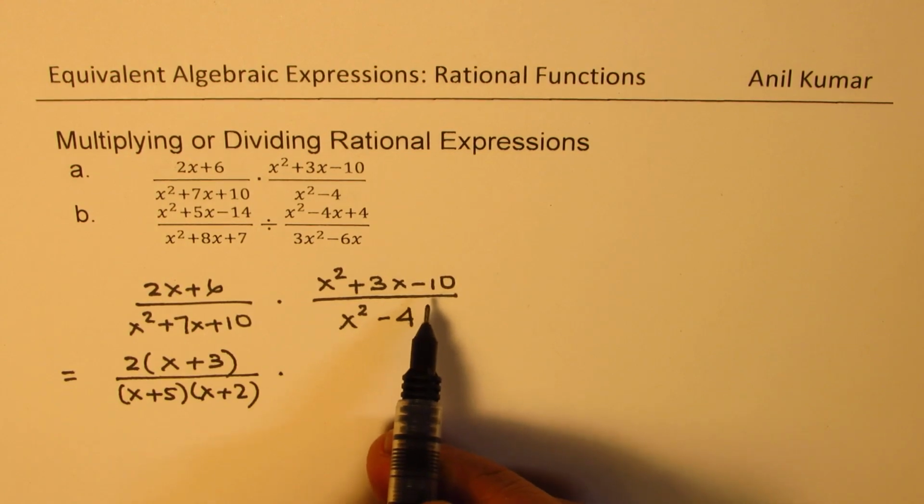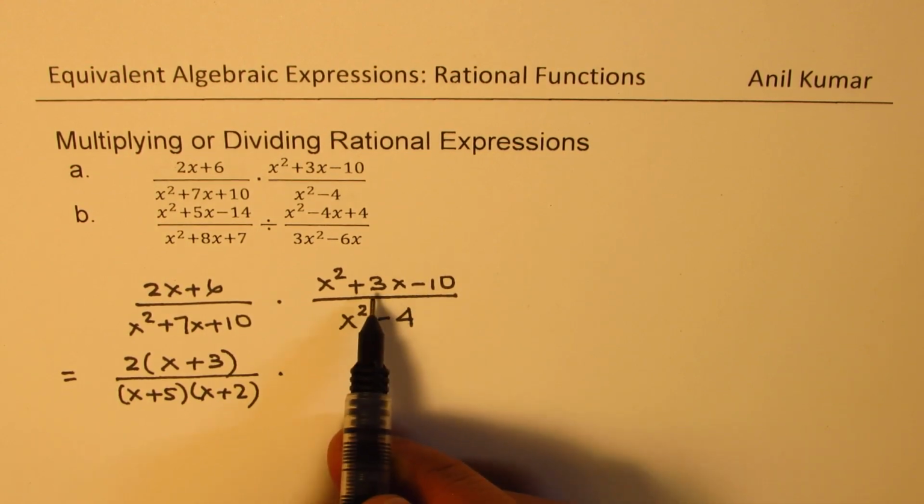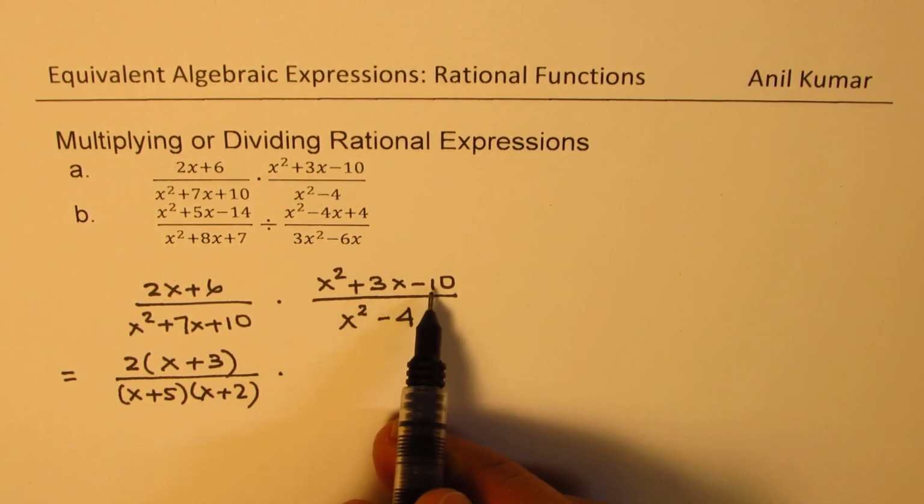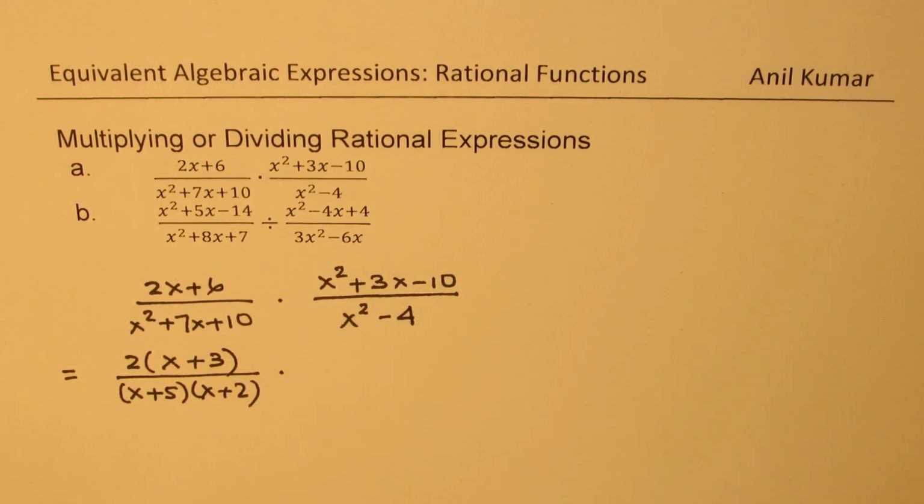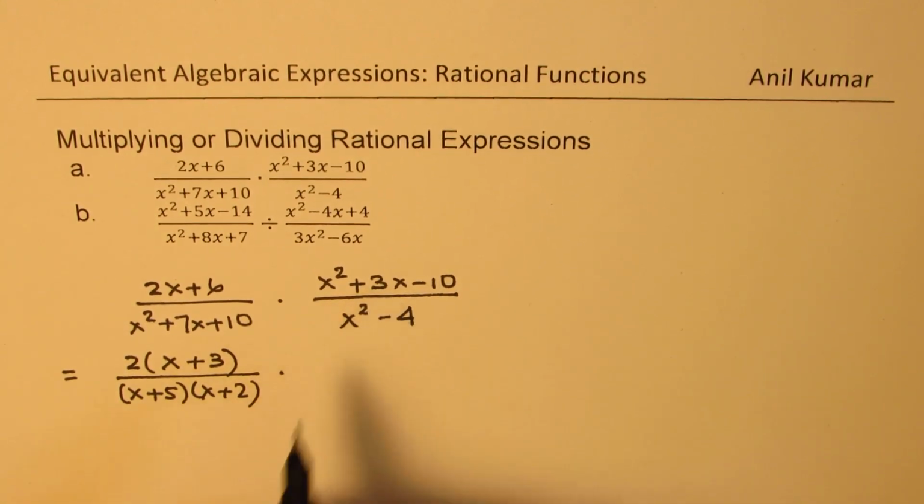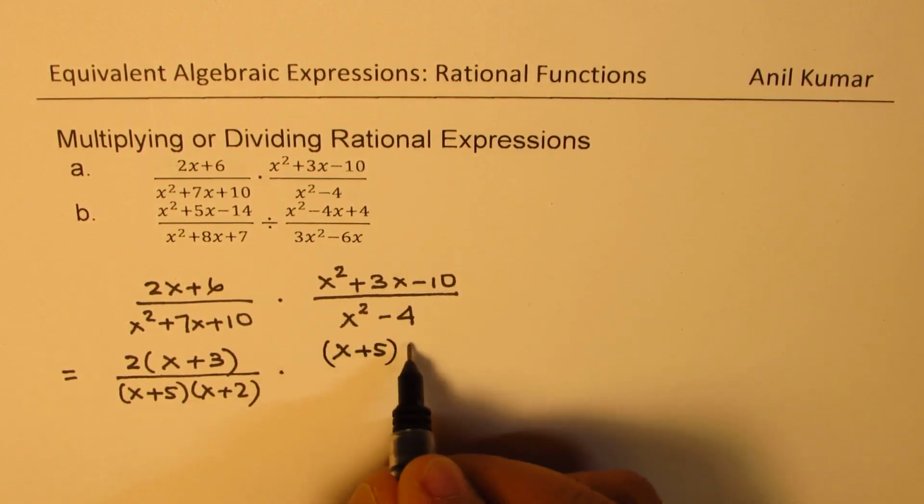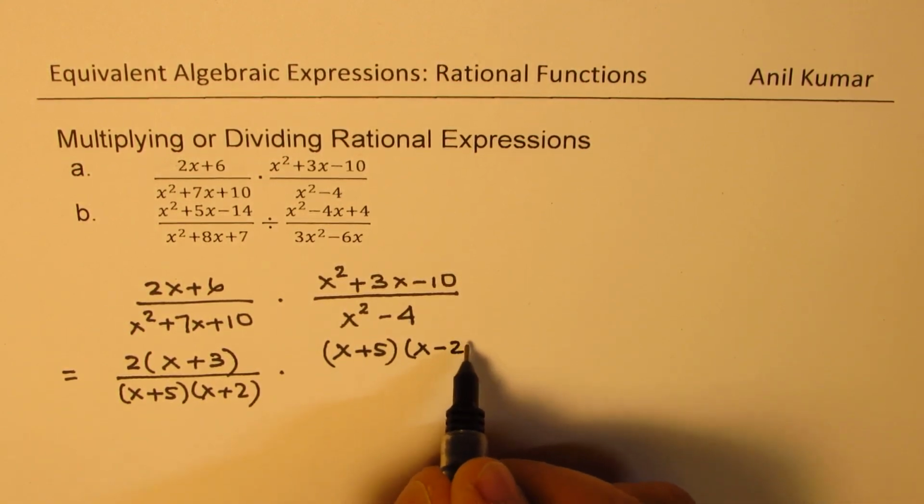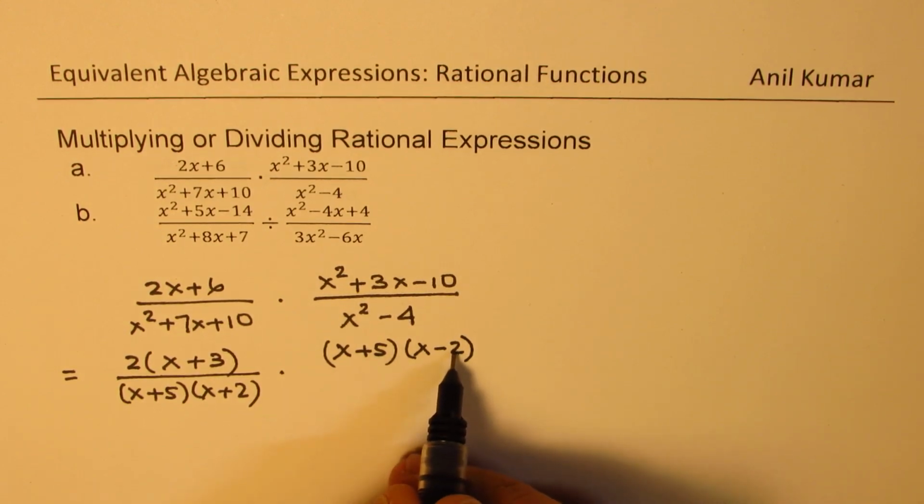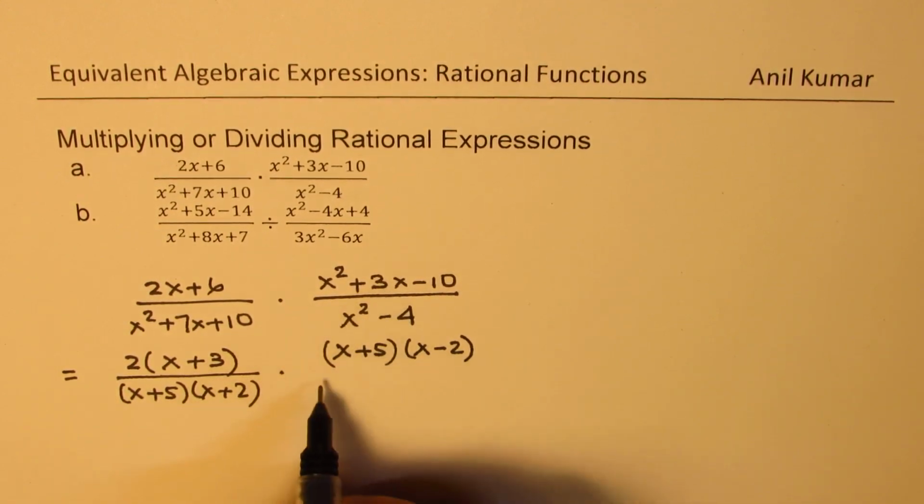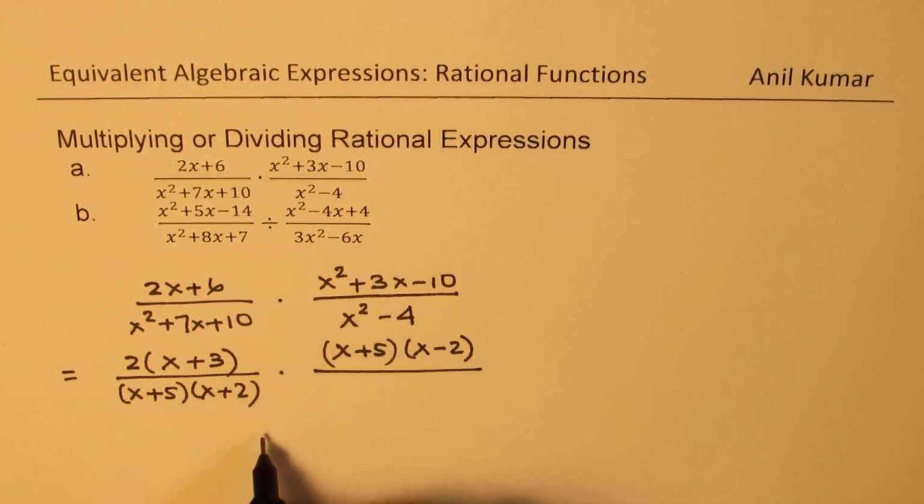Now here we are looking for, again, a sum of 3 but a product of minus 10. So one of the numbers has to be negative, the bigger number is positive. So we get x plus 5 times x minus 2. See, their product is minus 10 and their sum is plus 3. Denominator is a difference of squares.